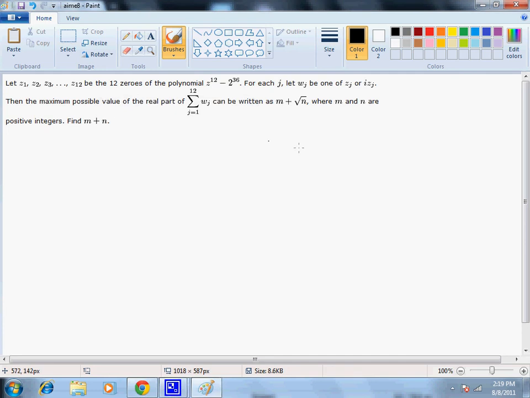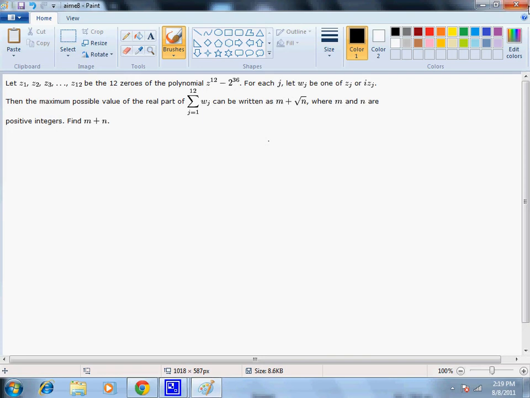So this is problem 8 of the AIME. Let z1, z2, z3 to z12 be the 12 zeros of the polynomial z to the 12th minus 2 to the 36th. For each j, let w sub j be one of z sub j or i z sub j. Then the maximum possible value of the real part of the sum from j equals 1 to 12 of w sub j can be written as m plus square root of n, where m and n are positive integers.